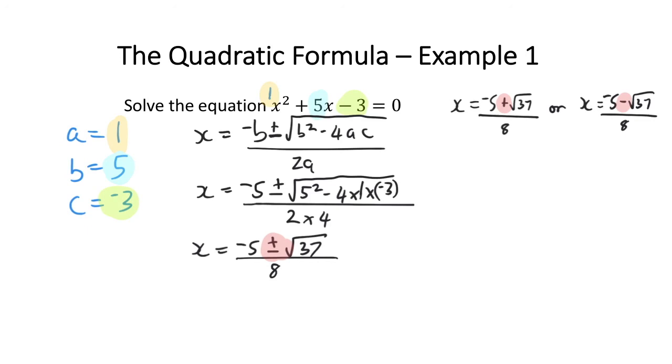Using a calculator, negative 5 plus the square root of 37, divided by the denominator, gives 0.54, and negative 5 minus the square root of 37, divided by the denominator, gives negative 5.54. So using the quadratic formula, the two solutions to x squared plus 5x minus 3 is equal to 0 are x is equal to 0.54, or x is equal to negative 5.54. That is an example of how you can use the quadratic formula to solve a quadratic equation.